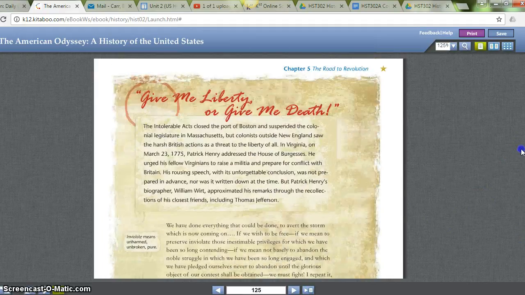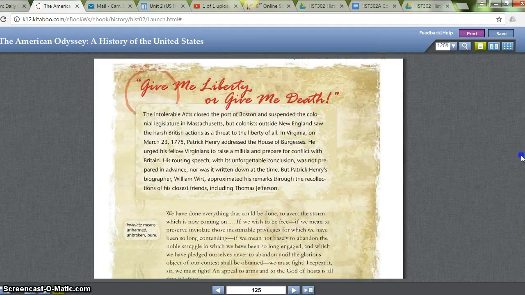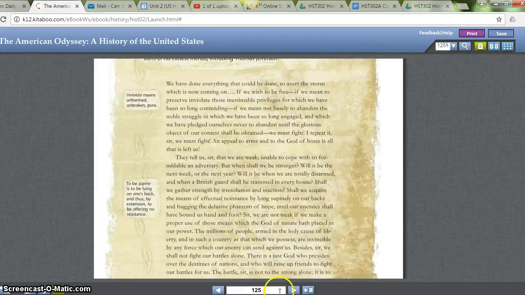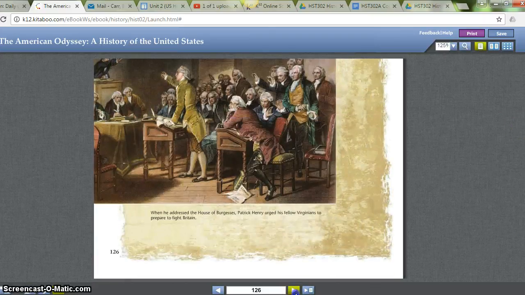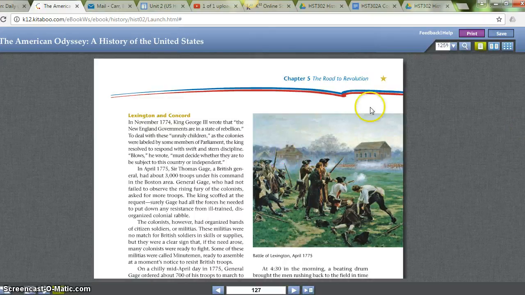Okay, here's a little excerpt from Patrick Henry when he talked about his famous quote, "Give me liberty or give me death," and more about that. On to the next page.